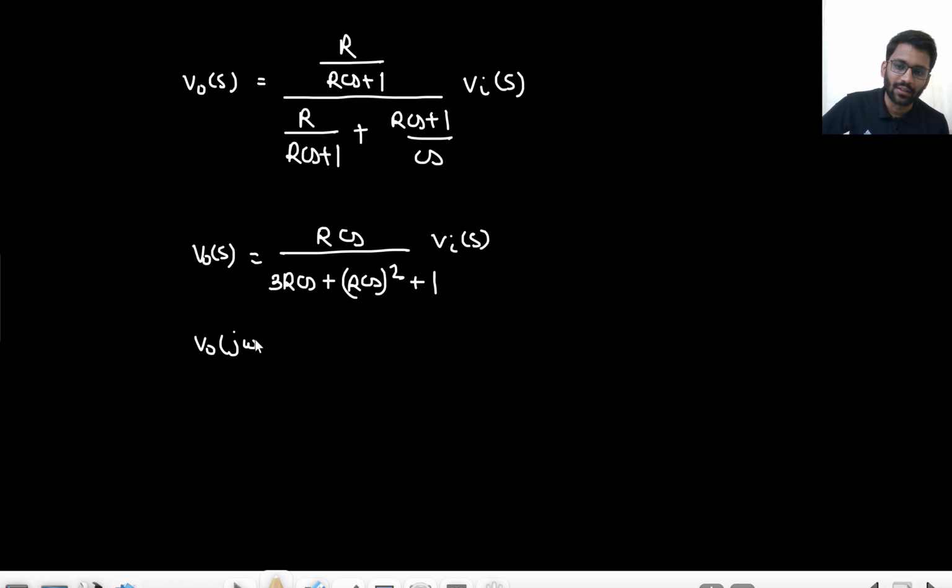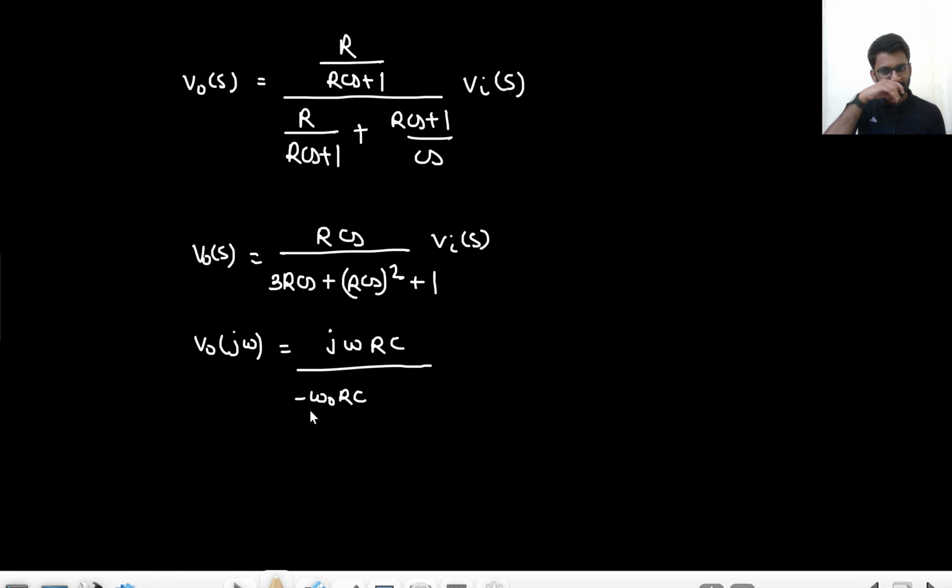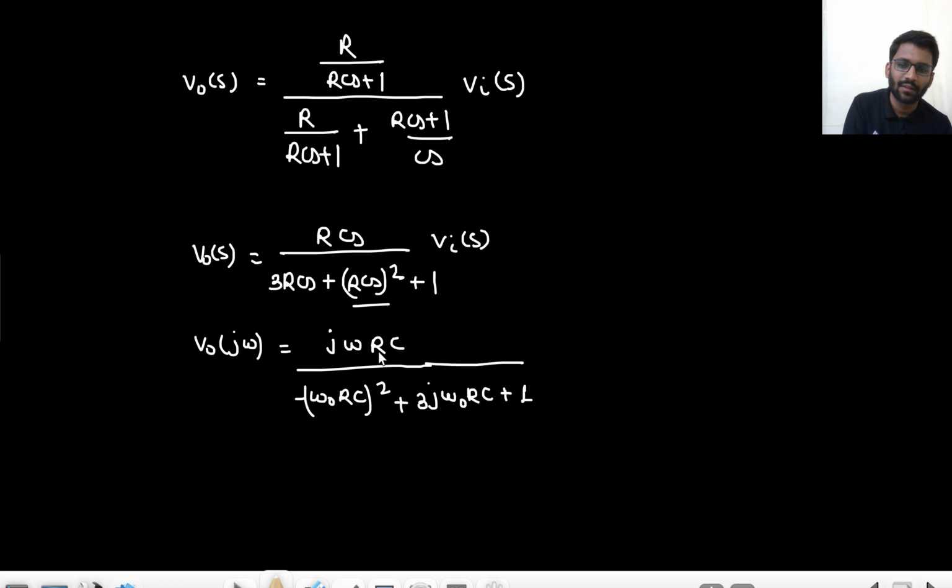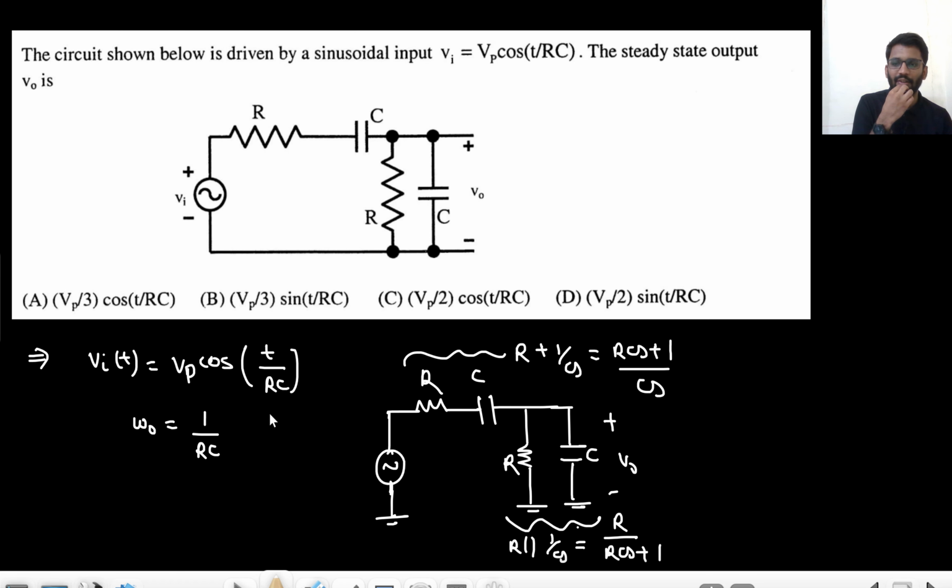So V naught j omega, that will be j omega RC upon minus omega naught RC square. This value I am writing. This is minus omega naught RC square. Okay. Plus 3 j omega naught RC plus 1. Right? Yeah. And also omega naught here, because at that certain frequency we calculate it. So what is the value of omega naught RC? That is 1. From here you got to know omega naught RC is 1.